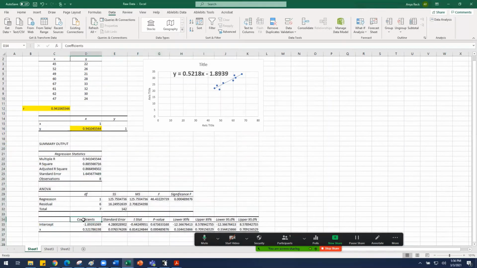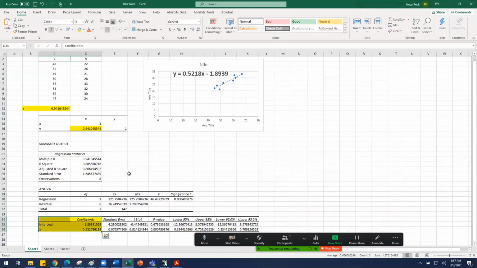And the last two boxes where it says coefficients, the intercept, this is your equation. And as you can see, the negative 1.89 is part of the intercept here on this regression line on the chart. And then the slope, 0.521 or 0.522 if you round, is the coefficient in front of x, again on this equation. So as you can see, both approaches give you the same answer.